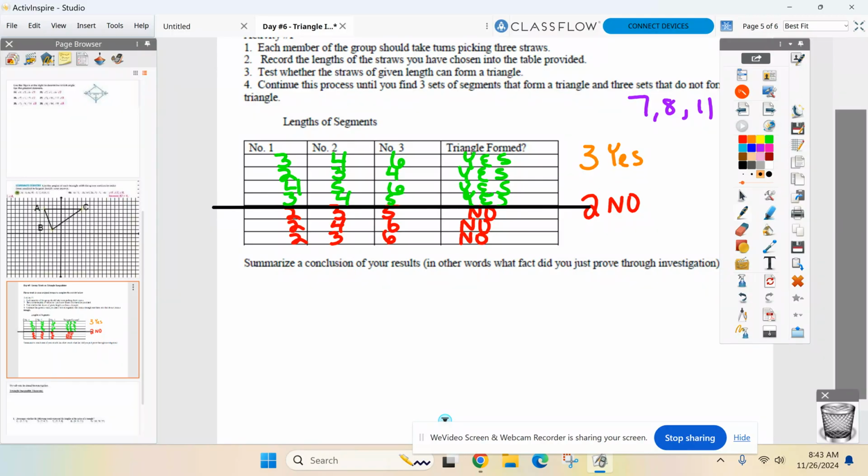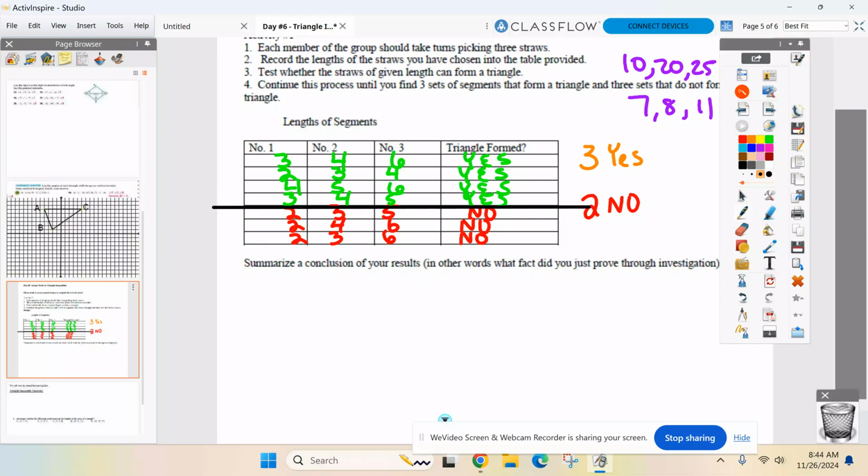Anybody, in general, what do you got to know about the 3 sides? You're probably going to be right. Like if I give you 7, 8, 11, will that form a triangle? If I give you 10, 20, and 25, will that form a triangle? What's the rule you guys are coming up with here? You got it. You got it. Go ahead, Izzy. What's up?